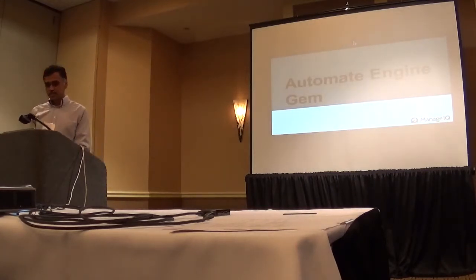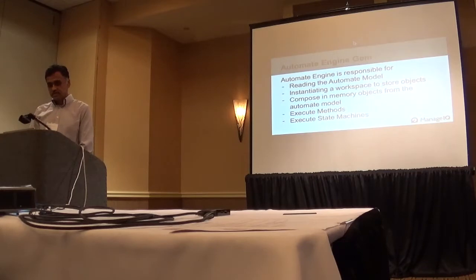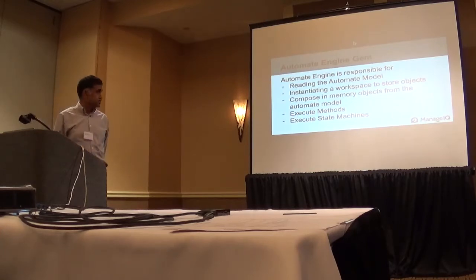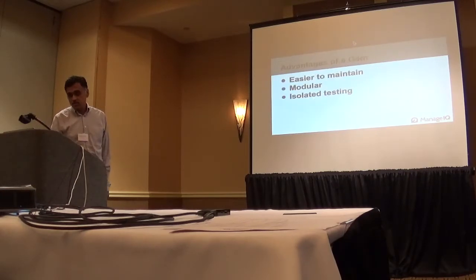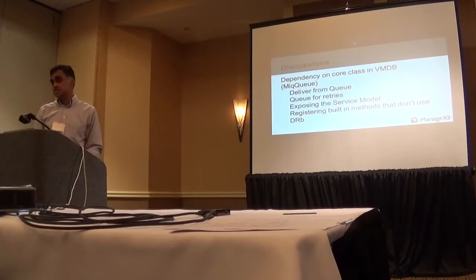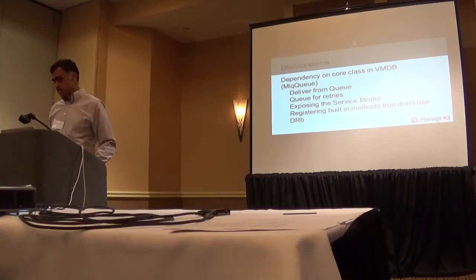The other small thing that I have is breaking up the automate engine as a gem. The automate engine is responsible for reading the automate model, instantiating workspace objects, composing memory objects in the automate model, then executing the methods and the state machines. One of the advantages of putting it into a separate gem is that it's easier to maintain and do modular isolated testing. Most of the automate engine today is in a separate lib directory, so there is pretty much isolation that way.